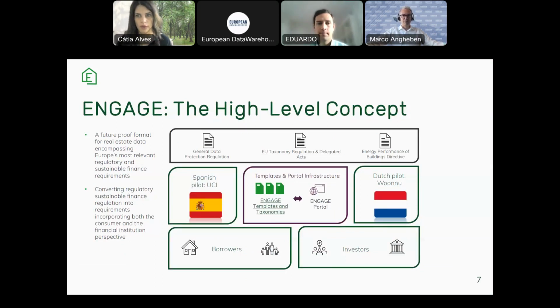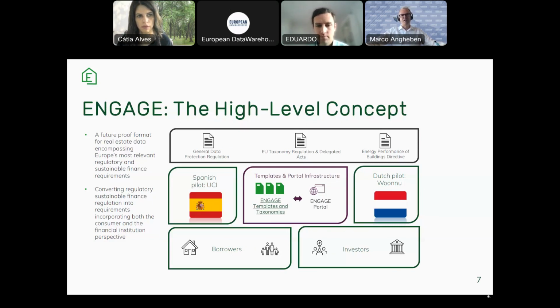On the left, you see the first pilot, UCI. In reality, it is not only Spain; it is also representing Portugal, and the two pillars: the Engage templates, together with the taxonomies, i.e., the guidance notes and the sample files, and the portal, i.e., the infrastructure collecting information. And on the right, the second pilot, a Dutch lender, Woonu, part of NN Bank.